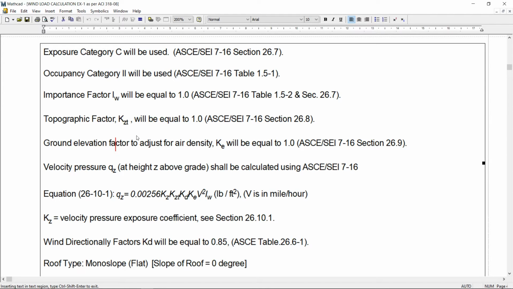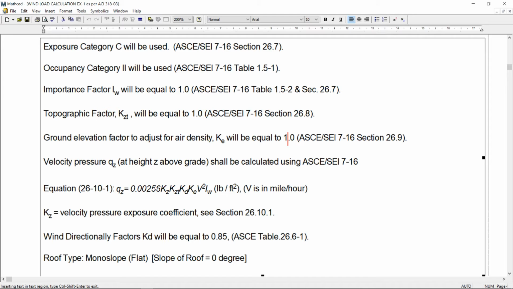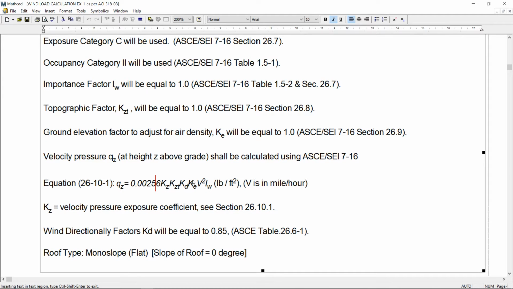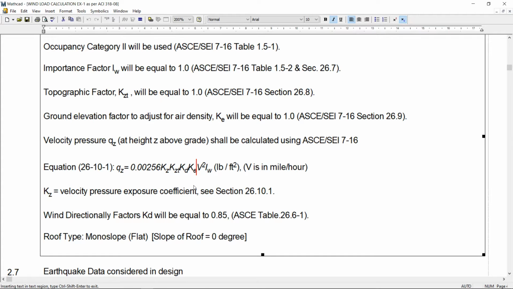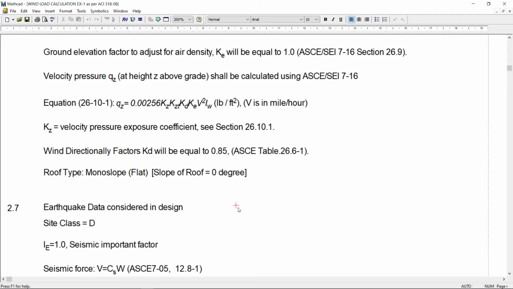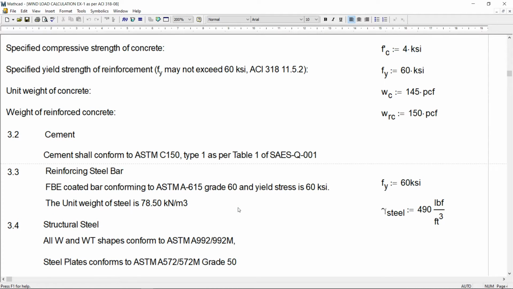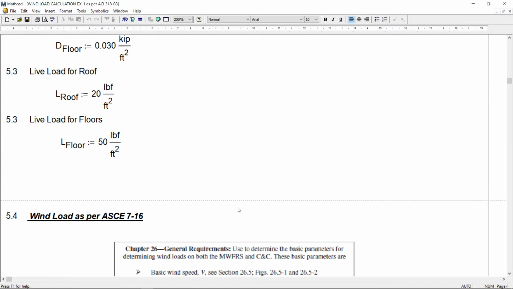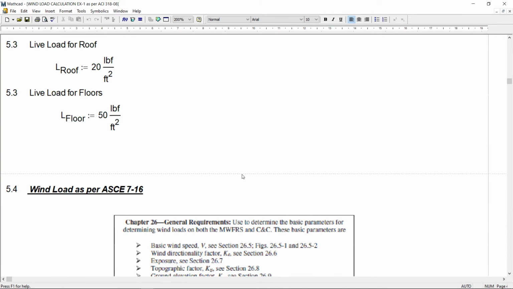Now there is a new factor, and that is the elevation factor KE. Before it was not there, and as per ASCE 7-16, this elevation factor is taken as 1. And of course the formula is the same as before with an inclusion of the KE factor over here. So all these references are there.